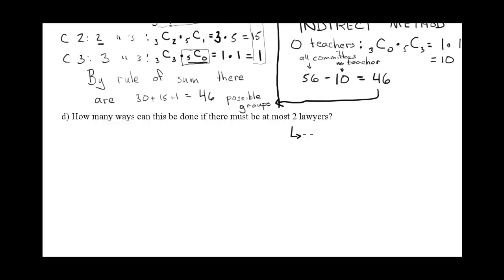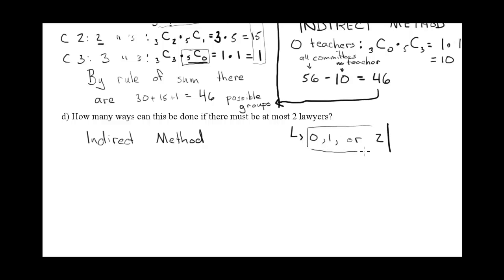At most 2 means it means 0, 1, or 2. So that's at most 2. But notice, we could do cases for 0 lawyers, 1 lawyer, and 2 lawyers, but it's probably going to be easier to, again, do the indirect method. So I'm just going to do this one way. So why is it easier to do the indirect method? Because the opposite to these 3 would be selecting all 3 lawyers.